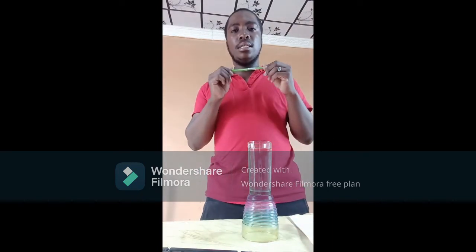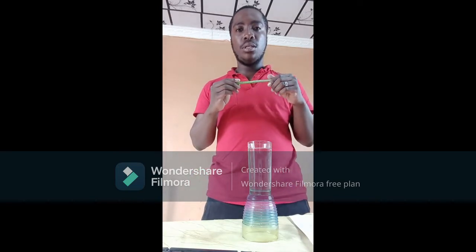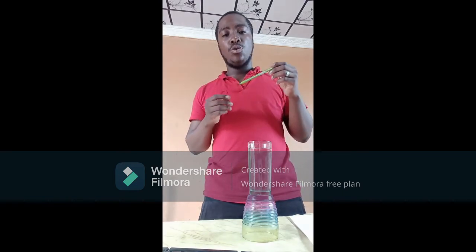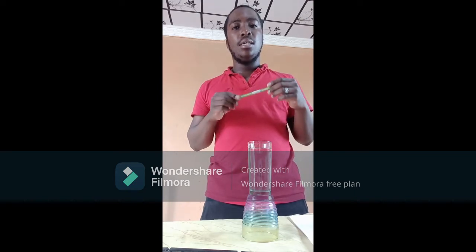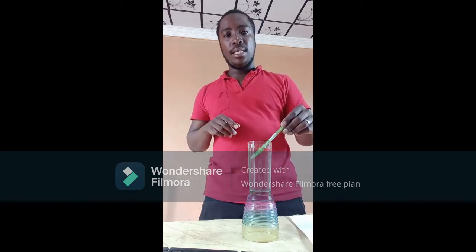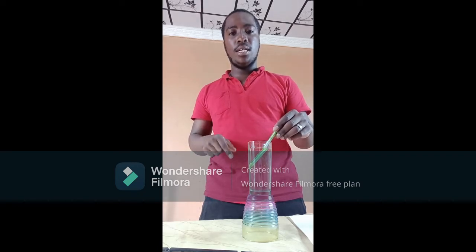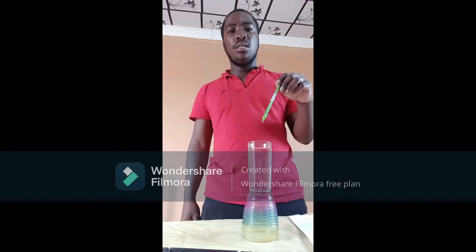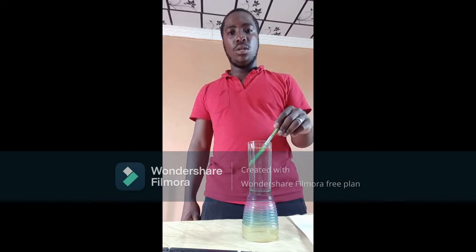Secondly, this is a pencil. Mine is green. I don't know what color is yours, but this is a pencil. And what I would like you to do as well with the pencil is to put the pencil inside the water and see what happens to the pencil. What I see from my side is that when I put this pencil inside the water, it looks like it's bent to me. Whereas when I take it out, it's not bent, but when I put it inside the water, it's bent. So can you also try to explain to me what is happening with this pencil?